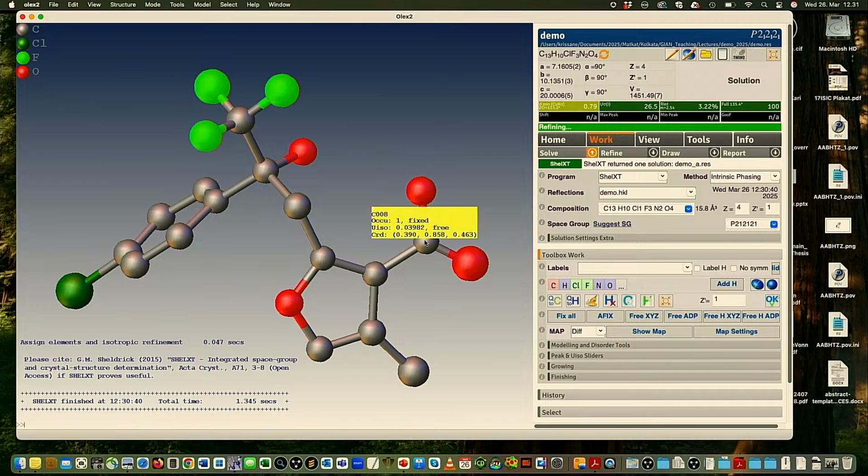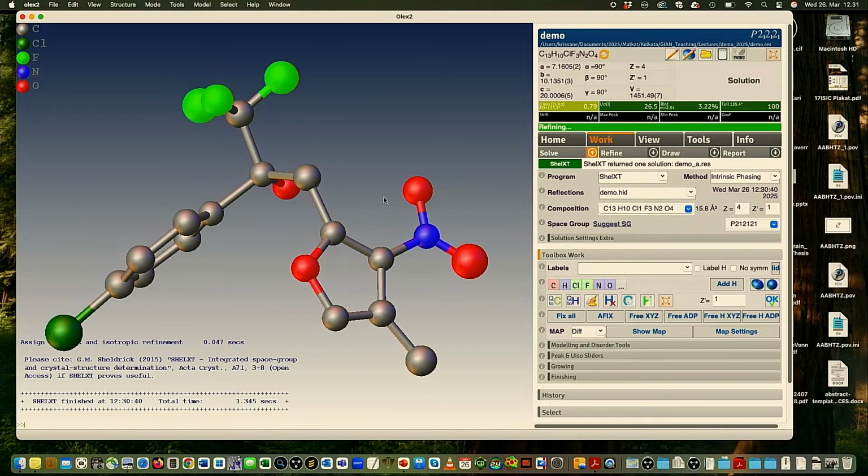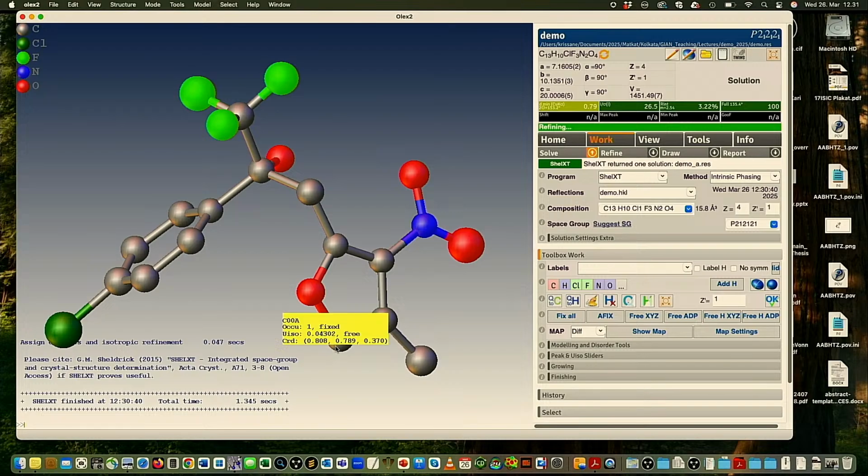Or this is not correct. This has to be a nitrogen atom. So I do it like this. And now we know also that this one here is not carbon. So it's nitrogen, so I will assign that as a nitrogen. So now we have all the atoms. This is how it works.